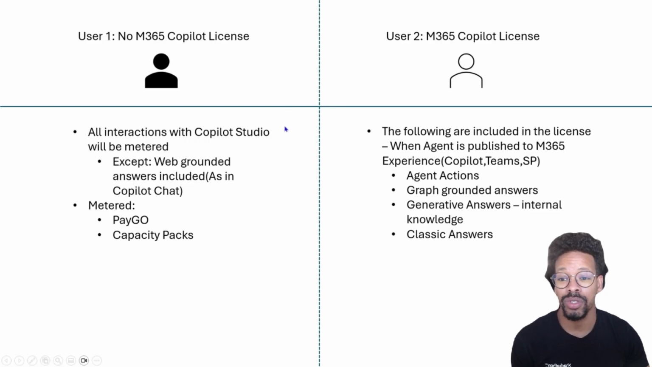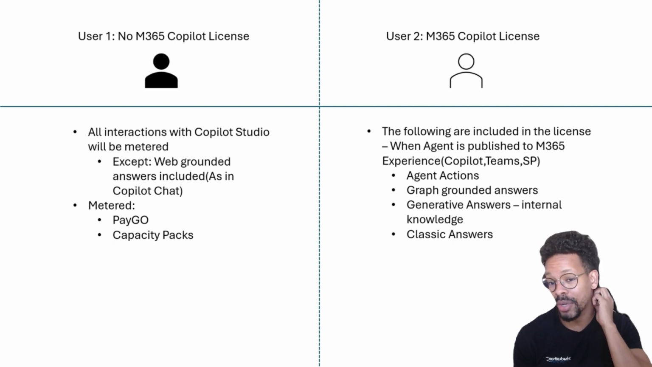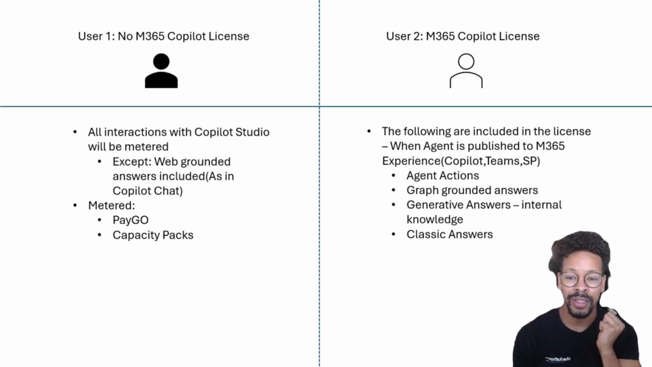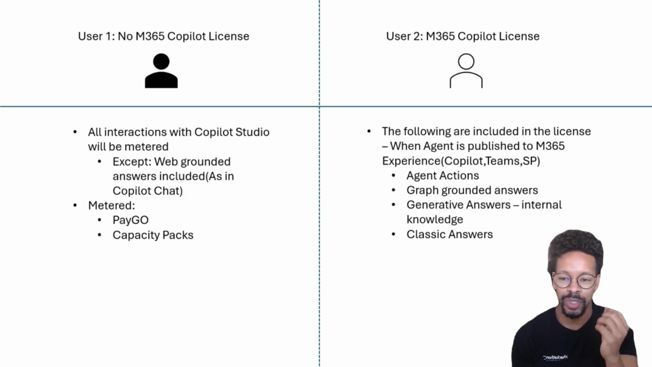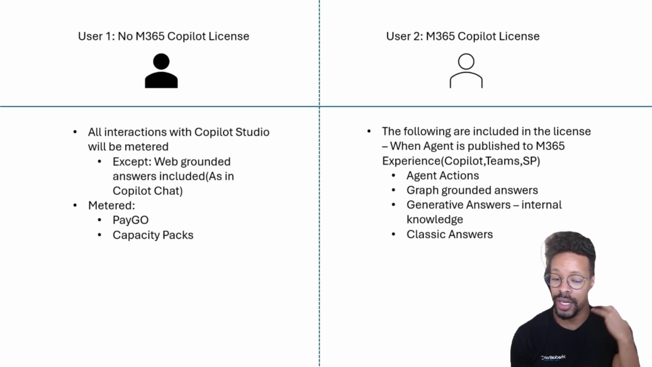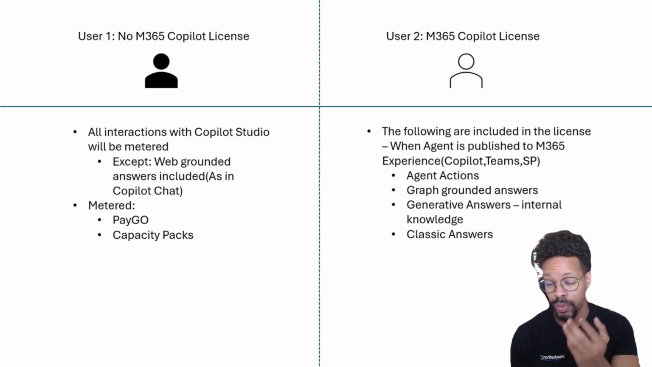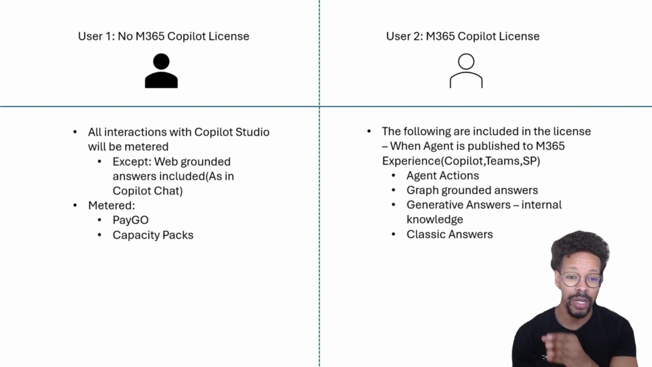So basically, for this user, almost all interactions with the agent created in Copilot Studio will be metered, except web grounded answers, same as in Copilot chat. So what happens to this user is that they have to pay through the metered system, which is either you set up pay as you go or capacity packs. We will jump into these two types of licenses. These are the licensing for either Copilot chat, where you set up the pay as you go, or Copilot Studio, where you set up a pay as you go environment. And then we have the capacity pack, which is a message pack, for Copilot Studio.